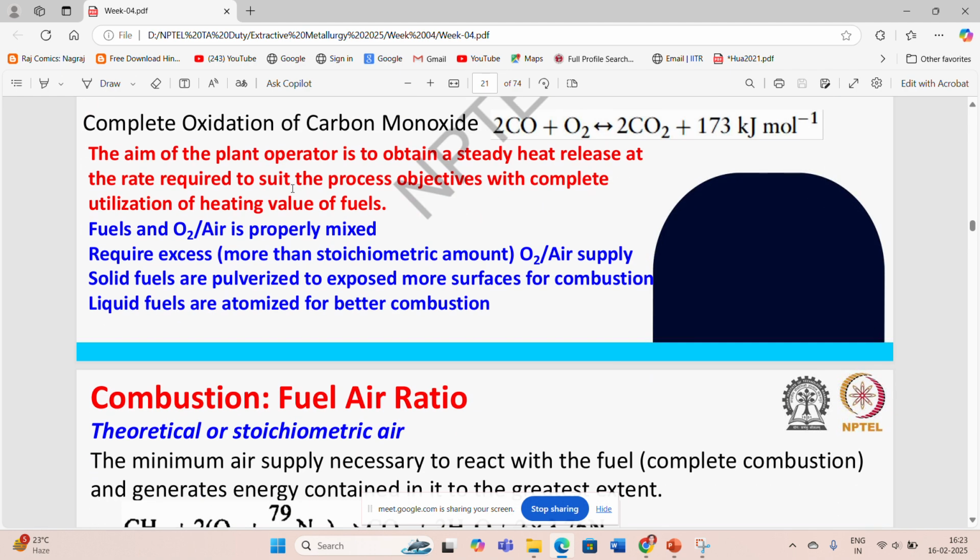The aim of the plant operator is to obtain a steady heat release at the rate required to suit the process objectives with complete utilization of the heating value of fuels.